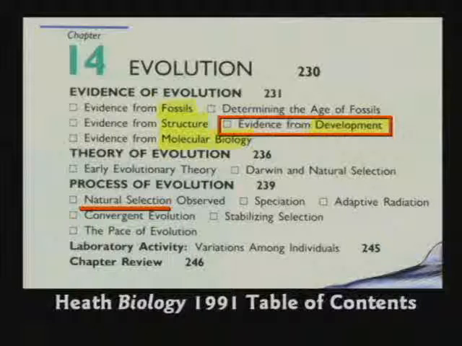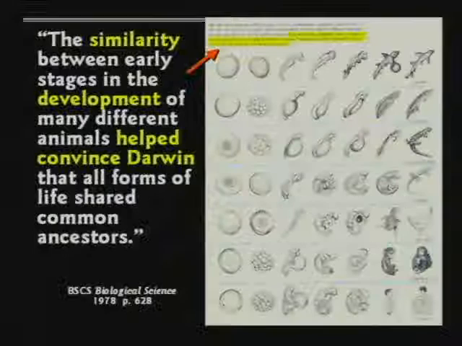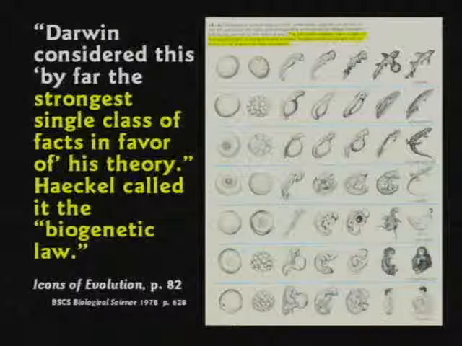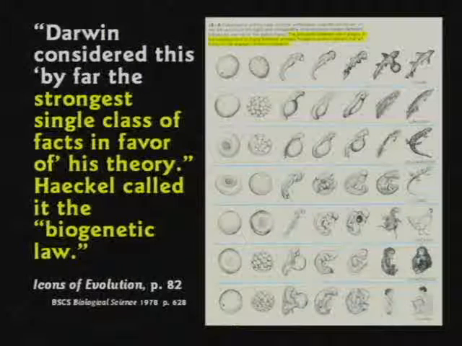They say, we've got evidence from development. Yes, boys and girls, the similarity between early stages in development of many different animals helped convince Darwin that all forms of life shared common ancestors. Darwin considered this by far the strongest single class of facts in favor of his theory. Ernst Haeckel, who made up this whole stupid idea, called it the biogenetic law.